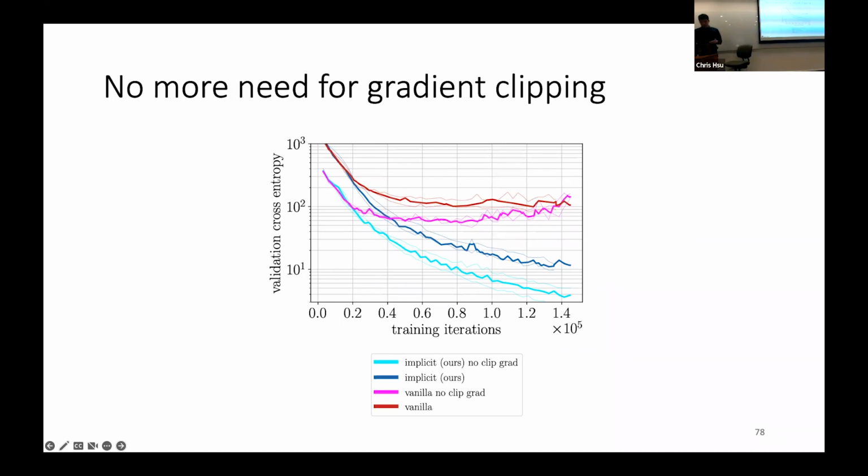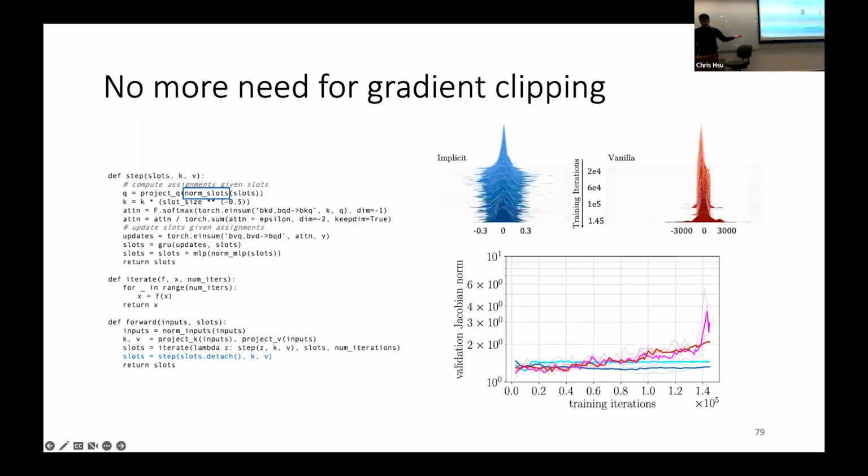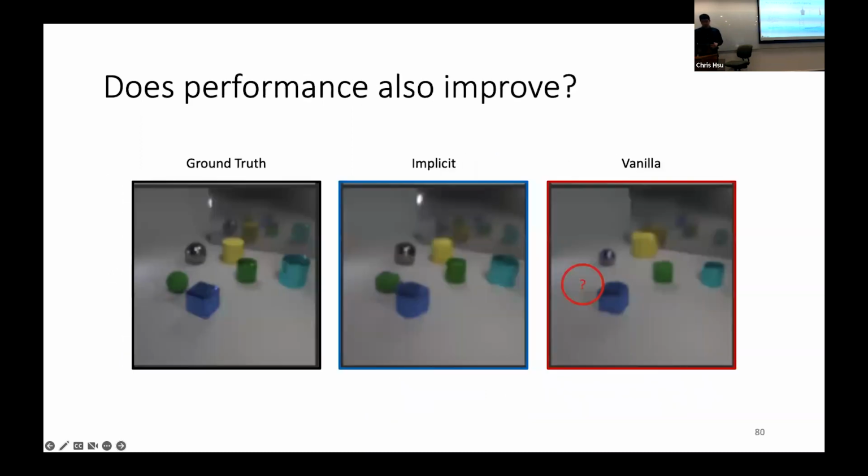The validation curve for the vanilla version is in red and pink, which eventually overfits, but the validation curve for the implicit version learns faster and does not overfit. In fact, without gradient clipping, the Jacobian norm for the vanilla version begins to explode as training progresses. This is reflected in the large gradient magnitudes of the vanilla version compared to the implicit version in the layer norm of the slots.